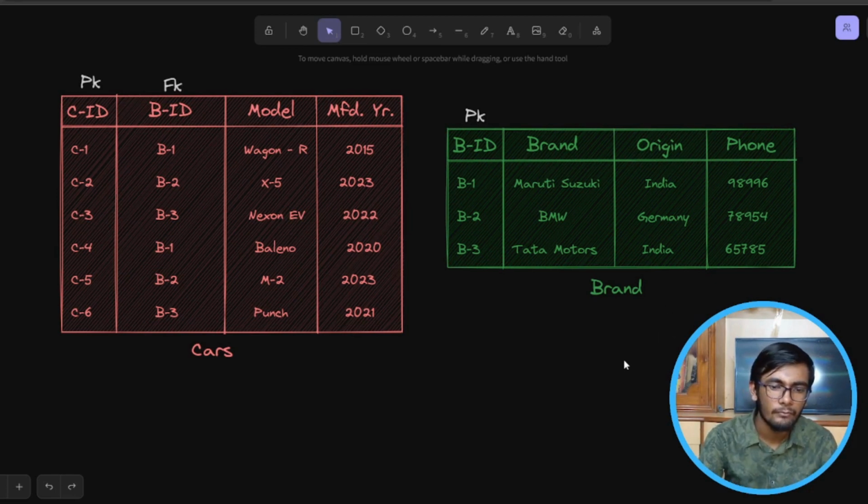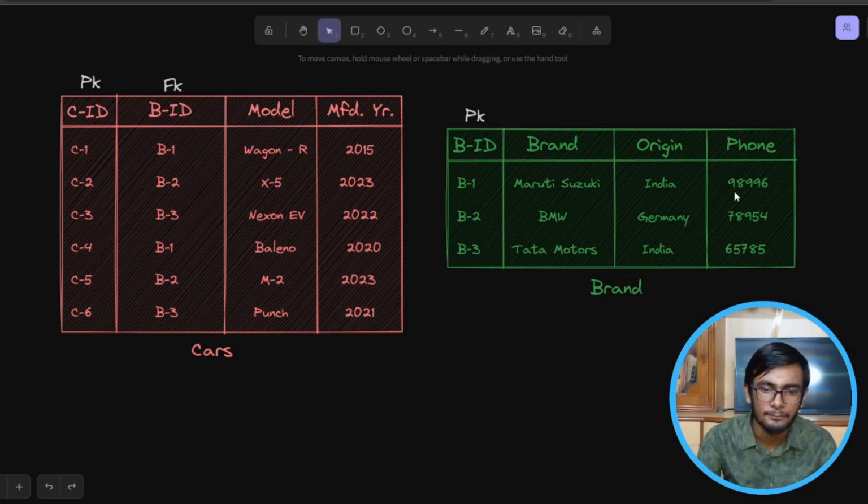So what I have essentially done is I have solved both the problems which we had. First, data redundancy. Now as you can see, there is no repetition of data. And second, data inconsistency. Now, if I have to change the phone number of Maruti Suzuki, I have to just make changes in one single record, and it is done all over.